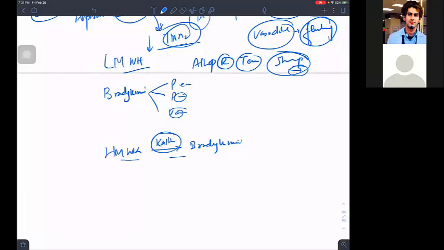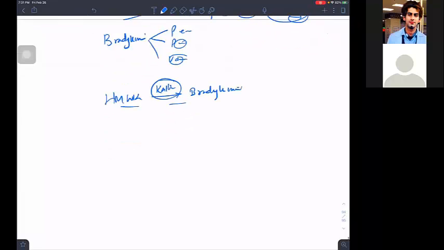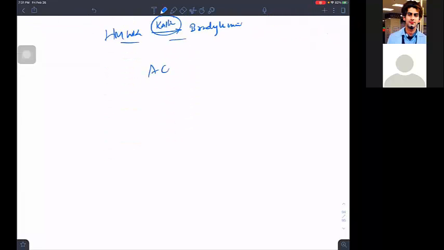Can you tell me a drug which inactivates bradykinin? Name of the drugs inhibiting bradykinin, that is ACE inhibitors. Sorry, not ACE inhibitors, it's ACE. ACE means angiotensin converting enzyme. That is actually inactivating the bradykinin. Okay, who activates bradykinin? Kallikrein. Who inhibits bradykinin? ACE. Okay, clear?